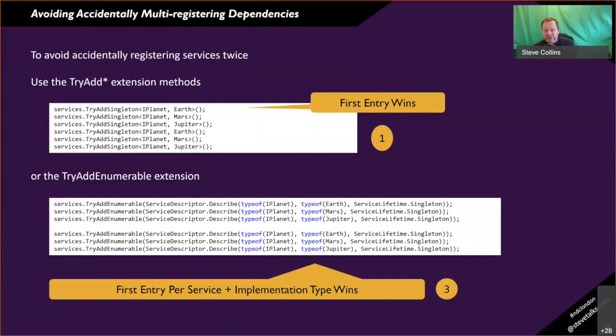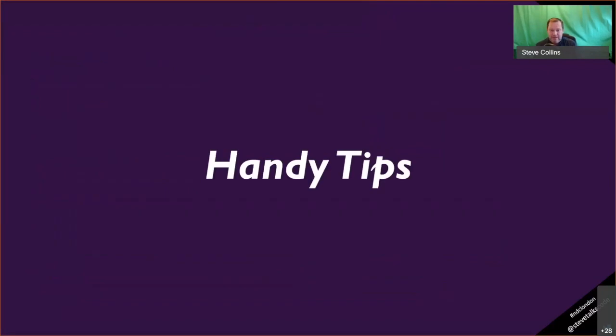The second approach is to use the TryAddEnumerable methods, where both the service type and the implementation type are taken into account. So in the examples here, the TryAddSingleton will result in just one registration, even though it's been called 6 times. But the TryAddEnumerable will result in 3 registrations, as the implementation type is also taken into account. So that's some of the gotchas. Let's try and come up with some helpful hints and tricks now.